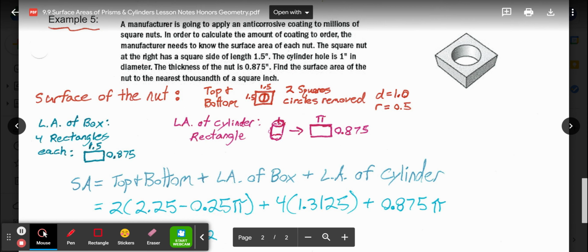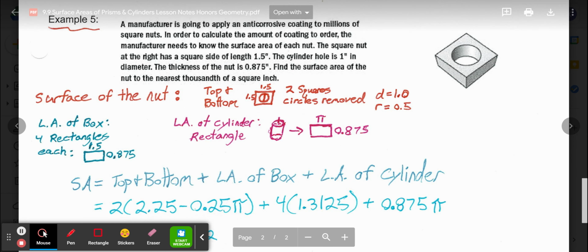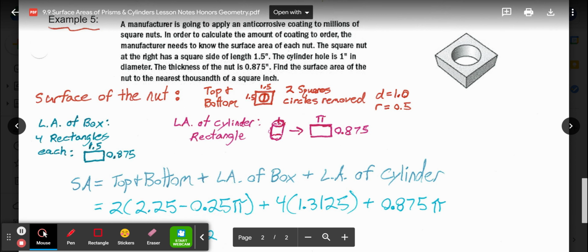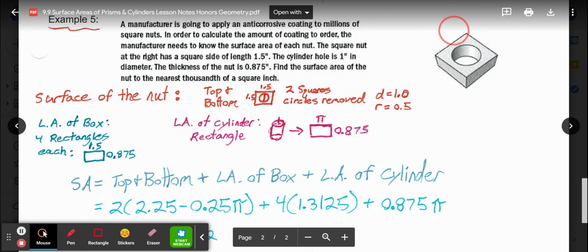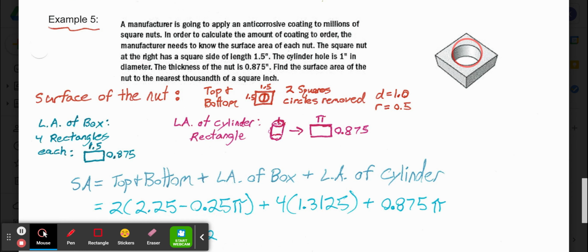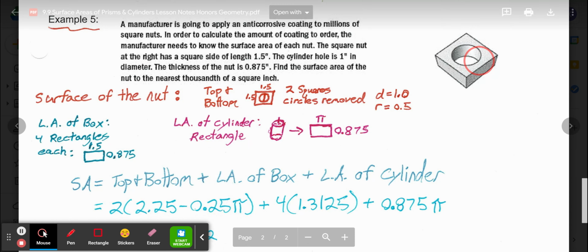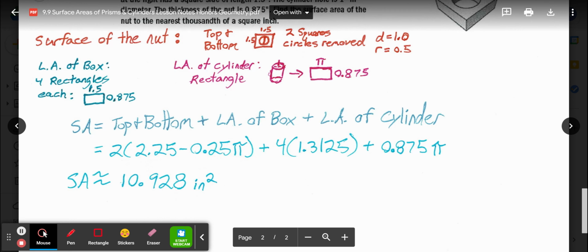So then the surface area of that nut that's going to be coated. We have to deal with the top and the bottom, plus the lateral area of the box, plus that lateral area of the cylinder. So what's getting coated would be these four sides, the top, the bottom, and the lateral area of the cylinder right here. Because that cylinder was cut out, that inner cylinder needs to be coated. So let's plug in our info.